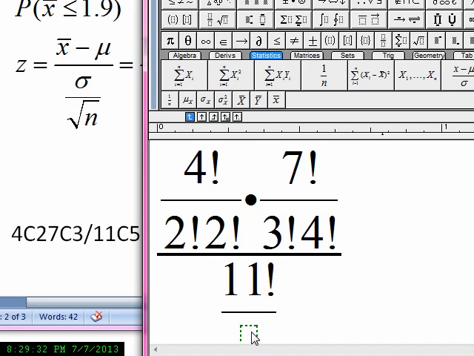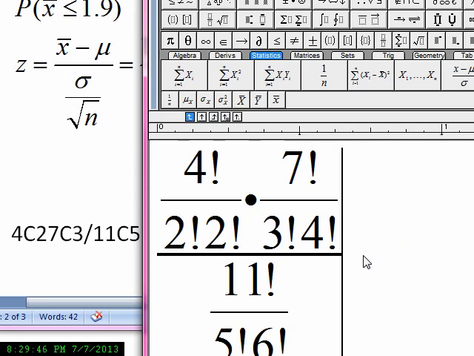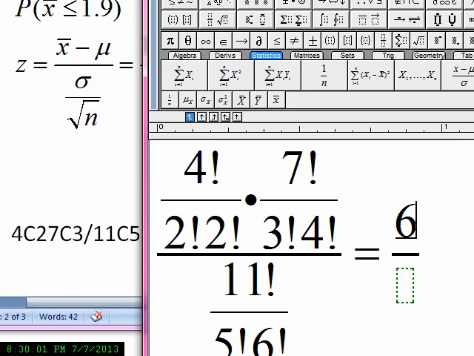All right, 11 choose 5 is going to be 6 factorial and then 5 factorial. So let's scroll down just so you can see that a little bit more. Then here the 4 times 3 and the 2 factorials will go away. So you have 4 times 3 over 2 times 1, which is 6. I think we did one of those earlier. So the first guy is 6.